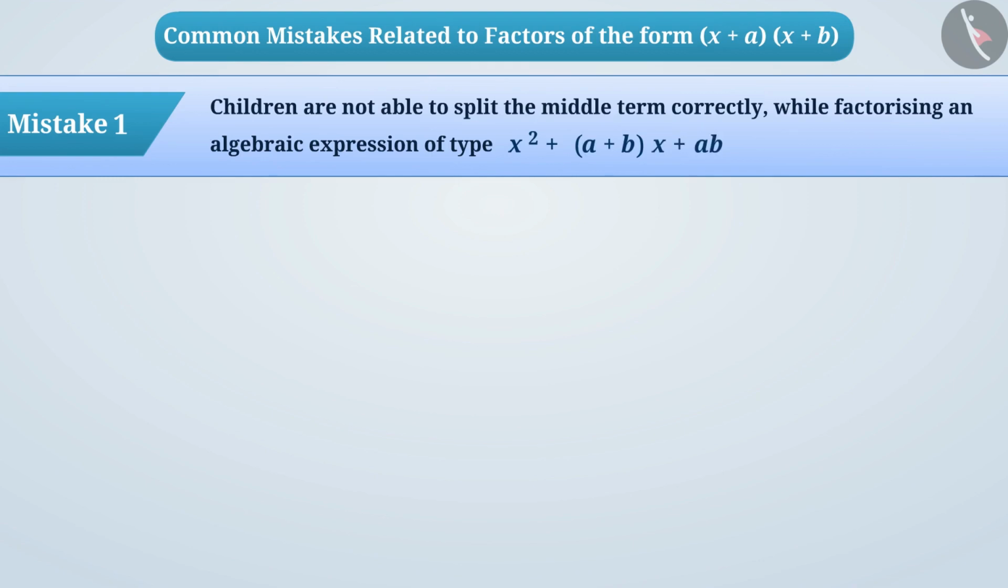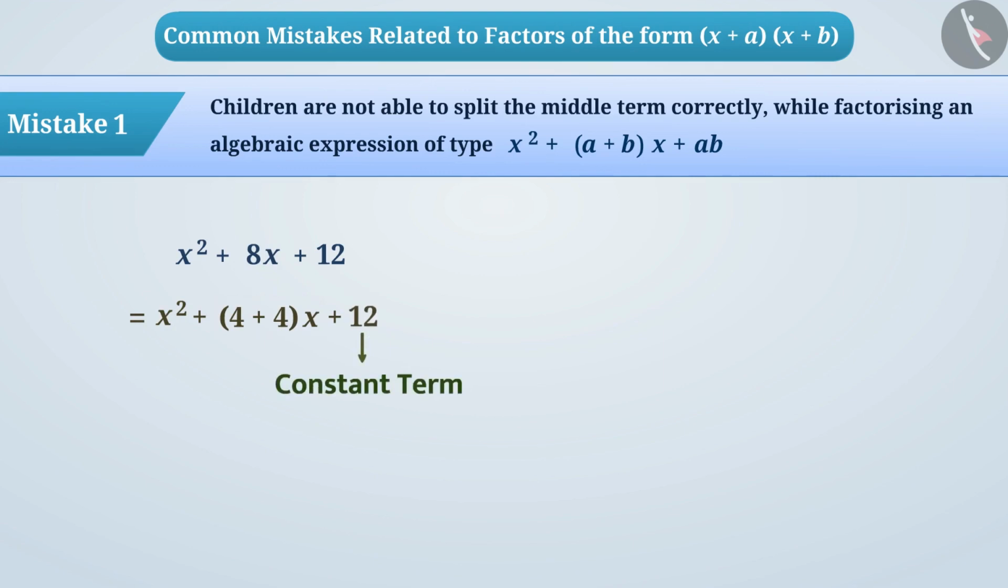For example, if they are asked to factorize the expression x² + 8x + 12, then they split the middle term 8x as 4x + 4x. They do not understand that the numbers taken should be factors of the constant term 12. After splitting the middle term, they simplify it in this way. Some children are unable to simplify this further and think that the factors of the given expression cannot be found.